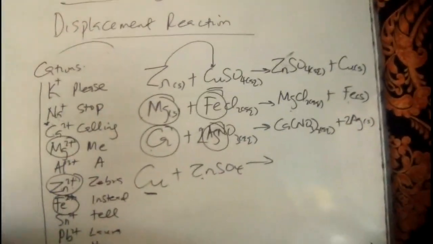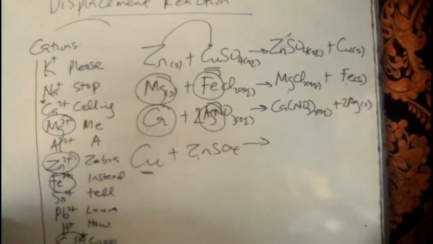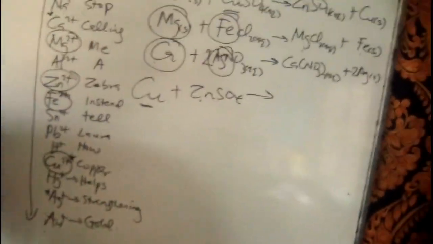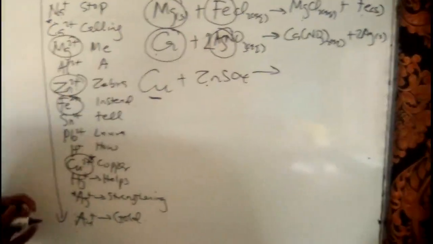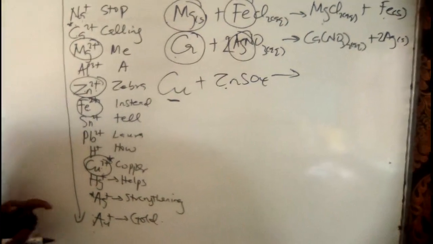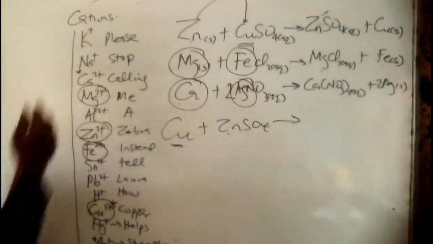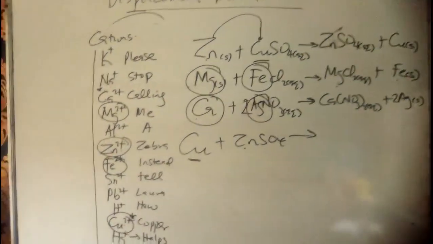Now, metals will displace only metals, or cations will displace only cations, while anions, which are negative ions, will displace only negative ions. The examples we have taken so far are on cations, where a positive ion displaces other positive ions. We're now going to look at displacement reactions involving anions, or negative ions.